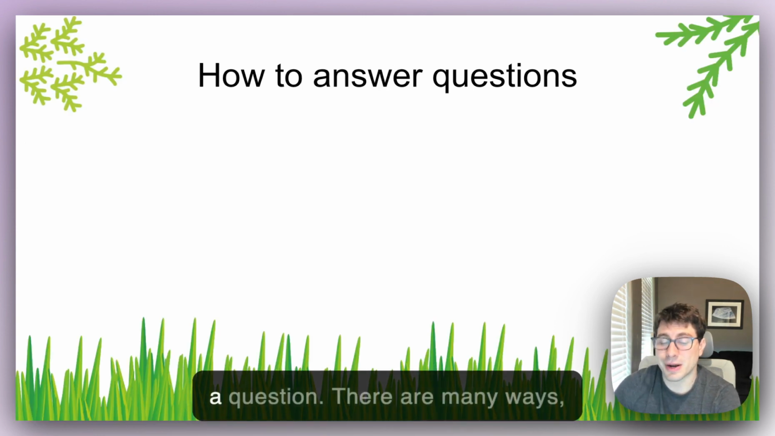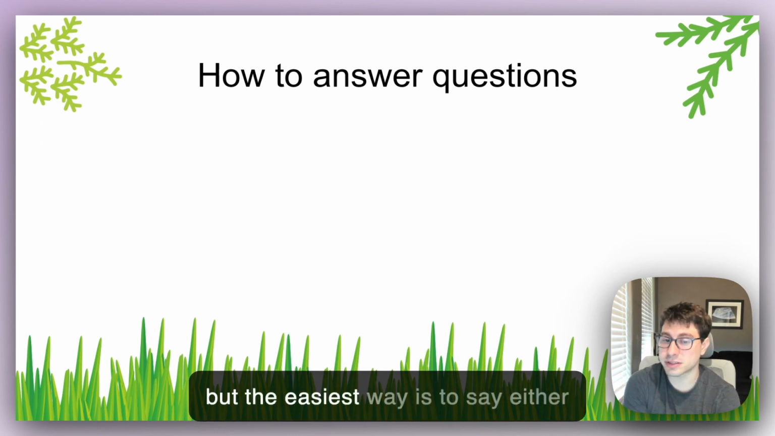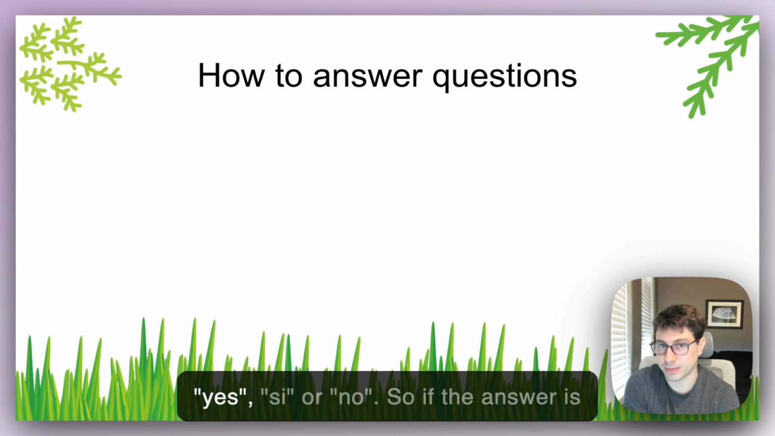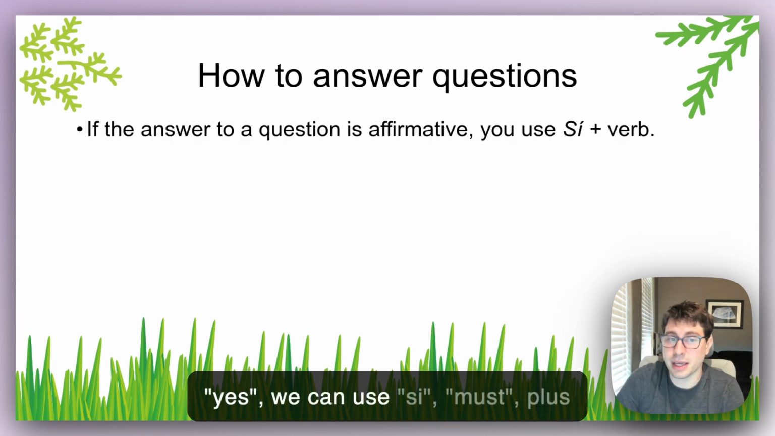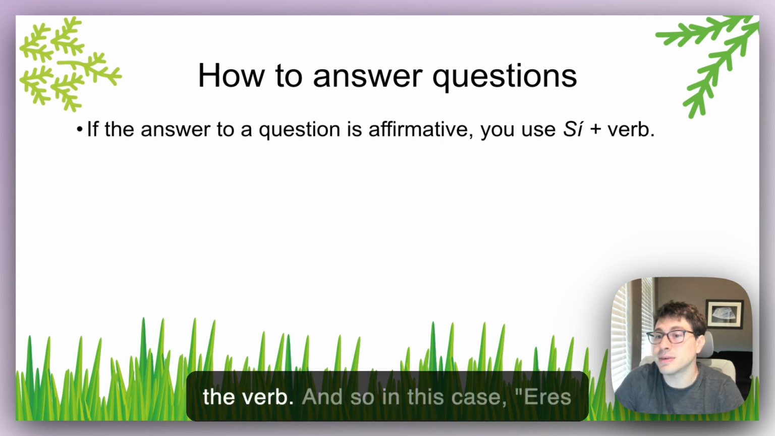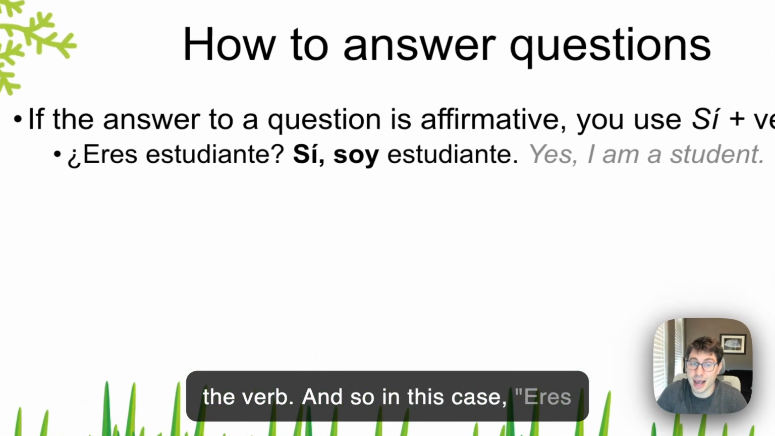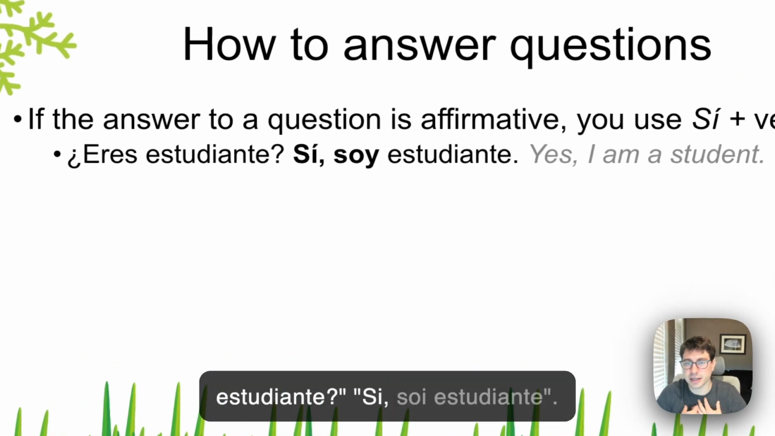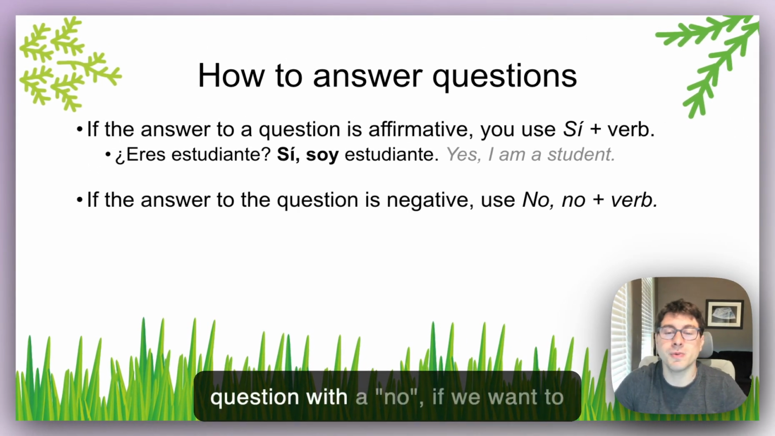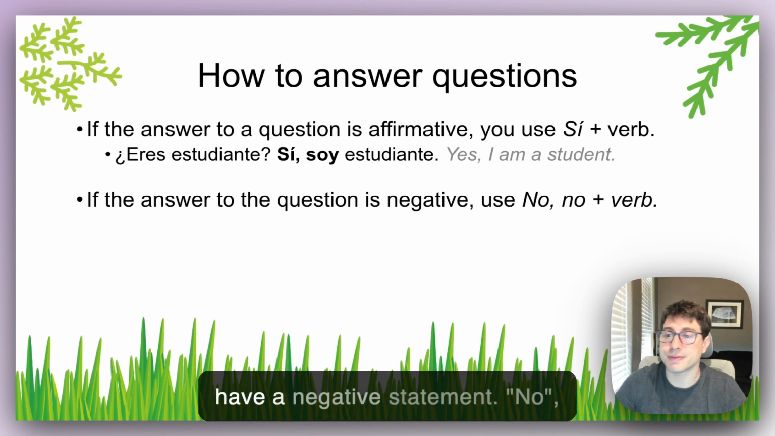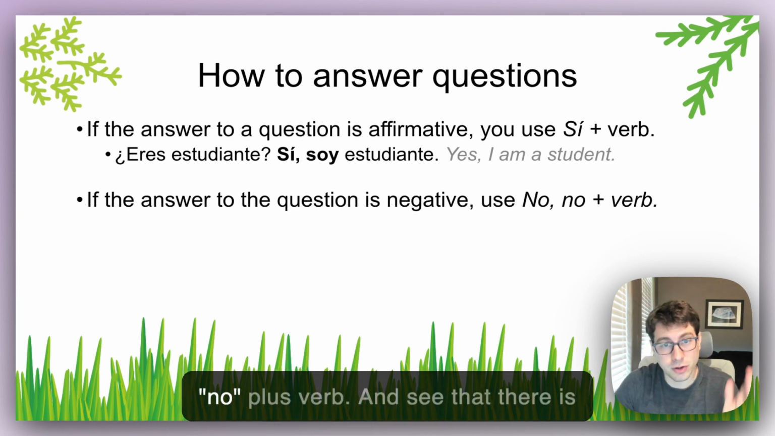And how to answer a question? There are many ways, but the easiest way is to say either yes, sí, or no. So if the answer is yes, we can use sí plus the verb. And so in this case, ¿eres estudiante? Sí, soy estudiante. And then we can also answer a question with a no, if we want to have a negative statement. No, no plus verb.